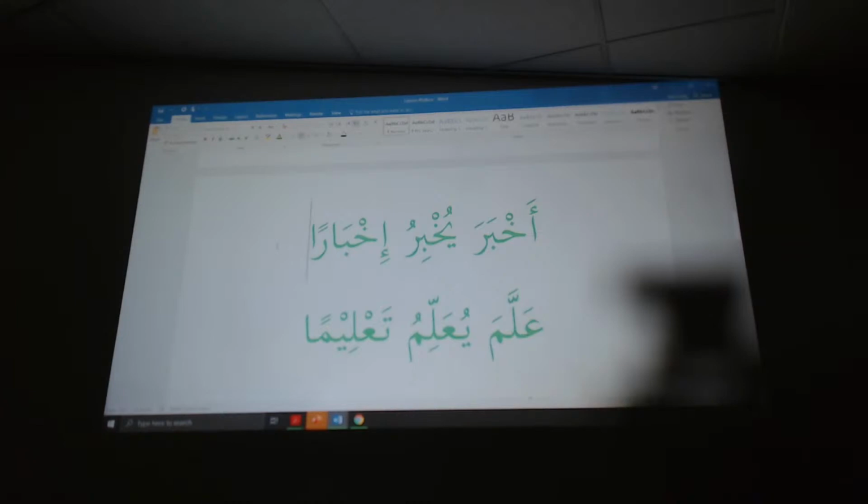Now, if you remember, you get the first 3 bits right. The fi'l madi, this bit over here. The fi'l mudari', this bit over here. And the masdar, this part over here, you're buzzing. Because then you can build the rest of the family based off that. So akhbara yukhbiru ikhbaran. Right?